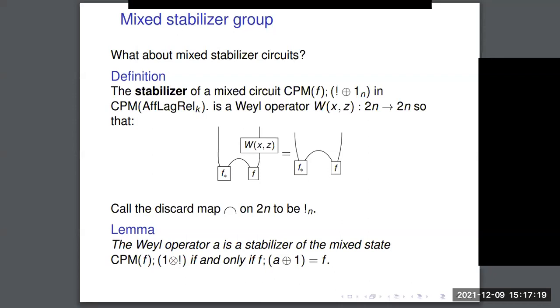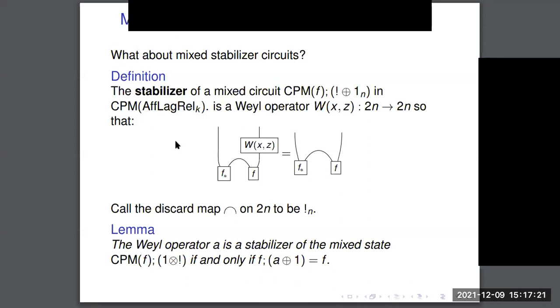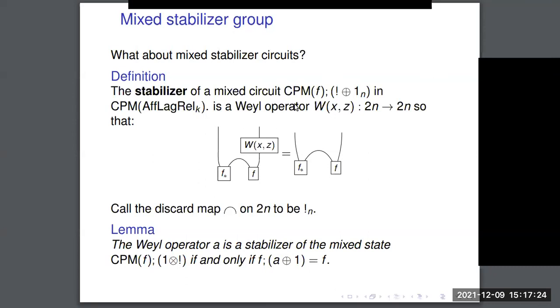So we say that the stabilizer of a mixed circuit of this form, so f purified in this way, is a Weil operator such that this equation holds. So if you plug it in on one side, then it disappears, not just on both sides, but only on the one. And we use this notation for this bang, which just means the cap. So this is the thing you're going to be tracing out.